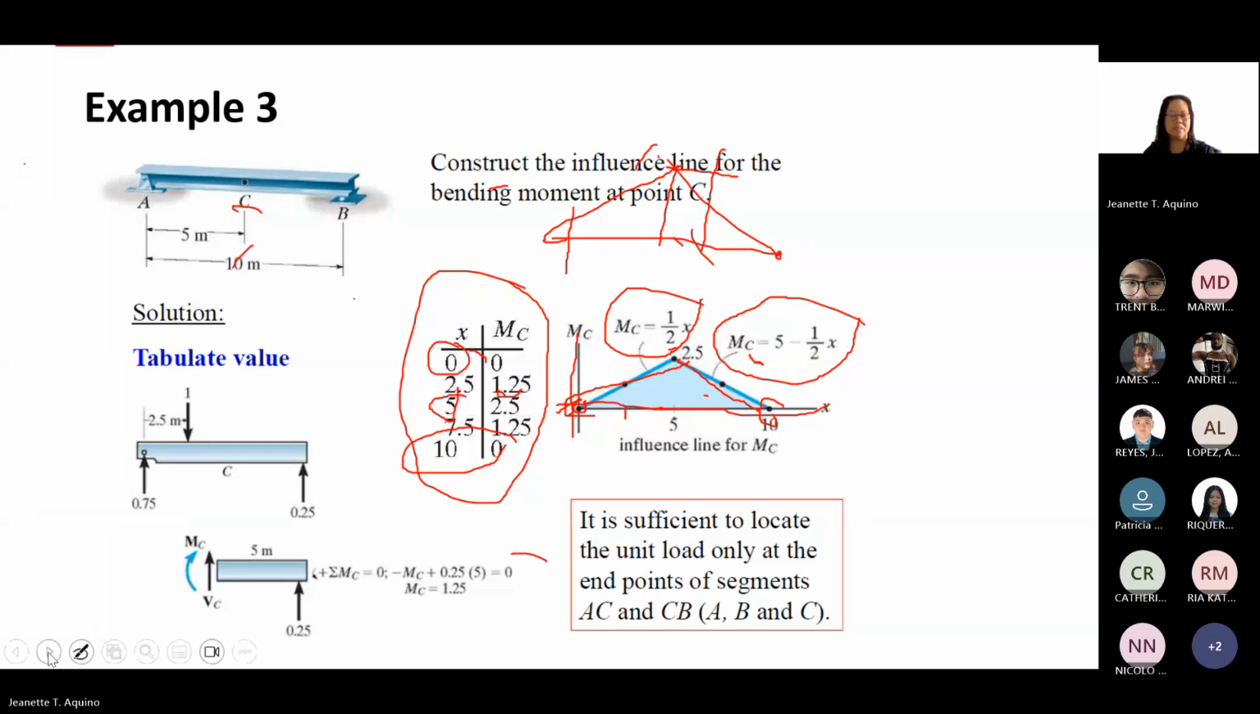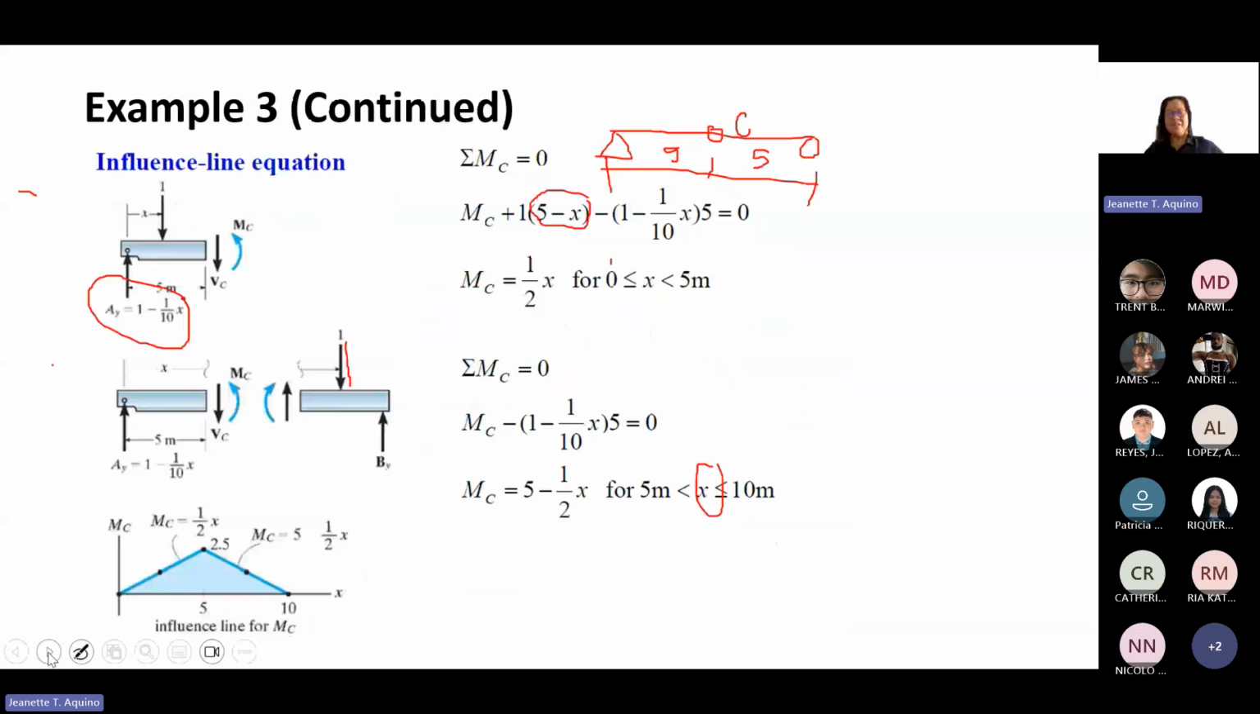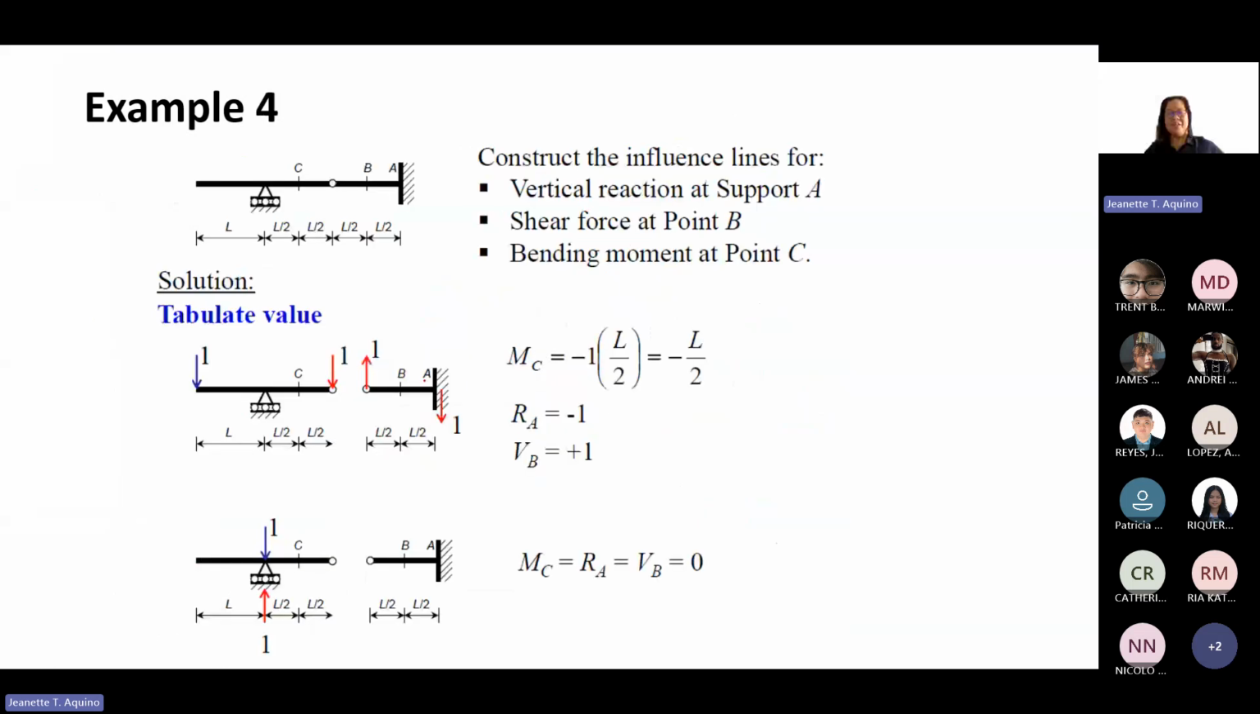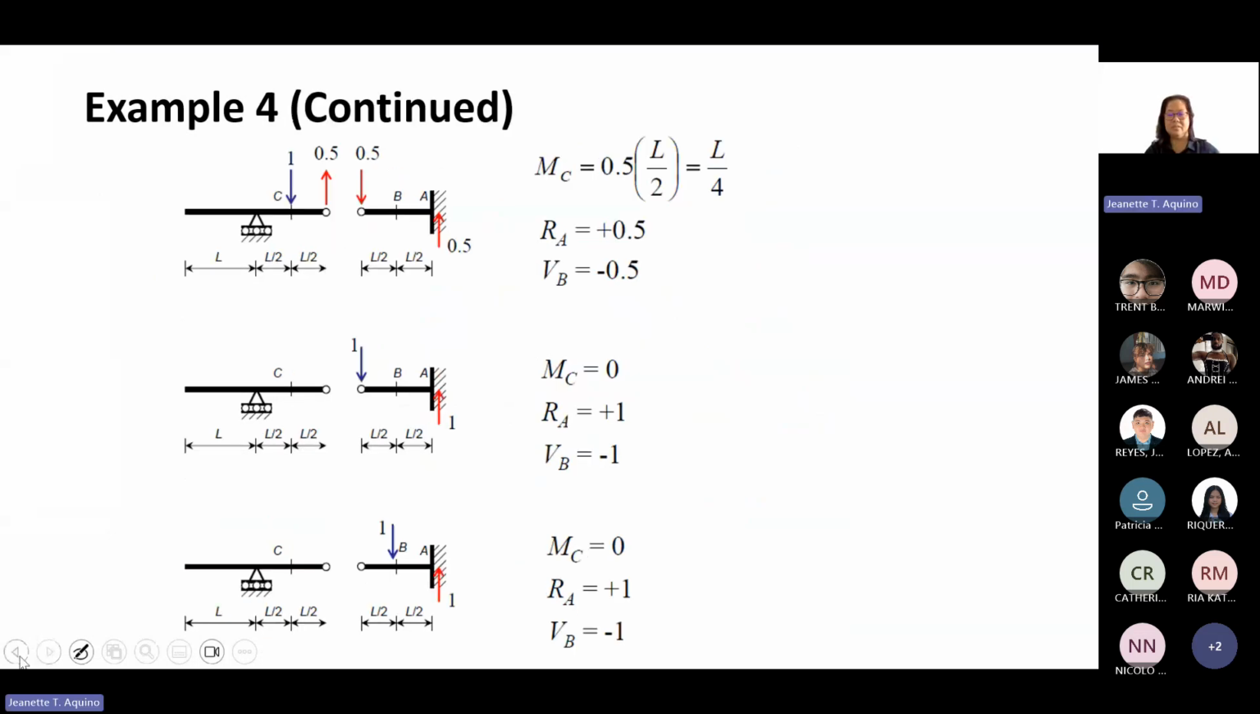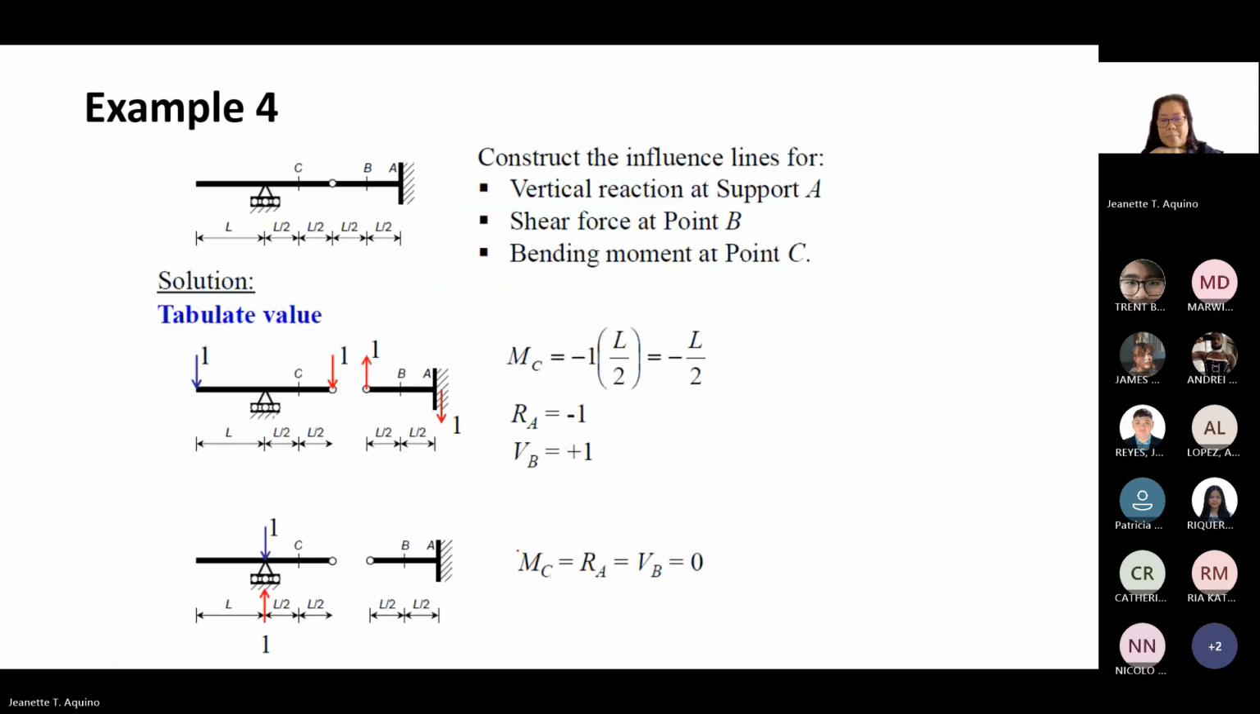Sample 4. Okay, for this one, it's more complicated. So we need to construct the influence line. We construct the influence line for vertical reaction at support A, where support A is here, and then shear force at point B.